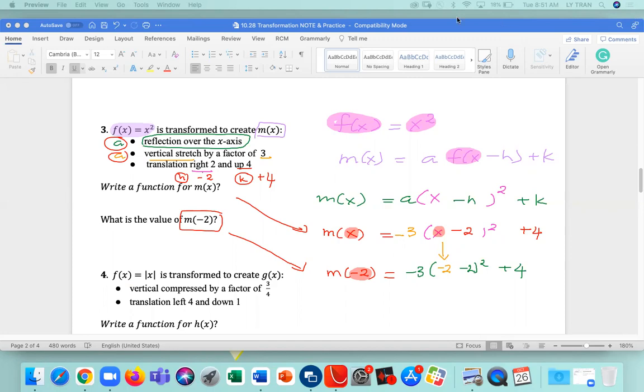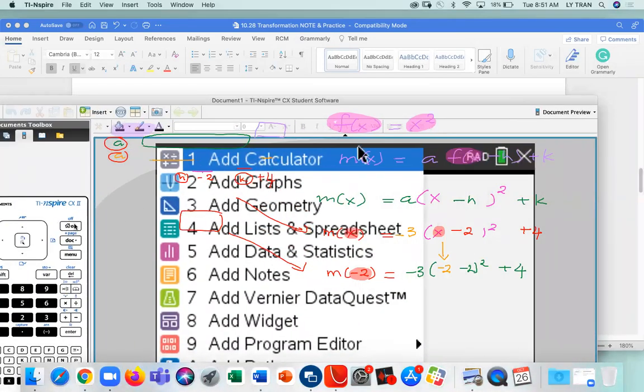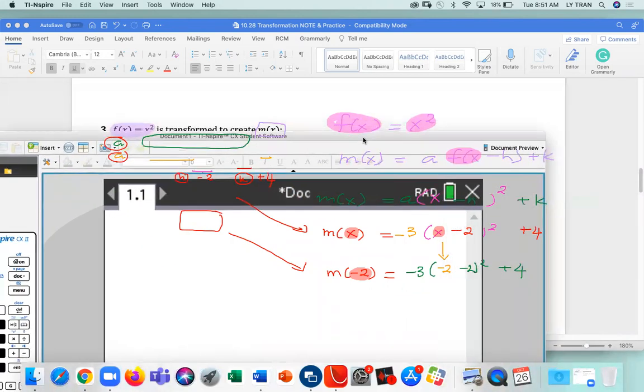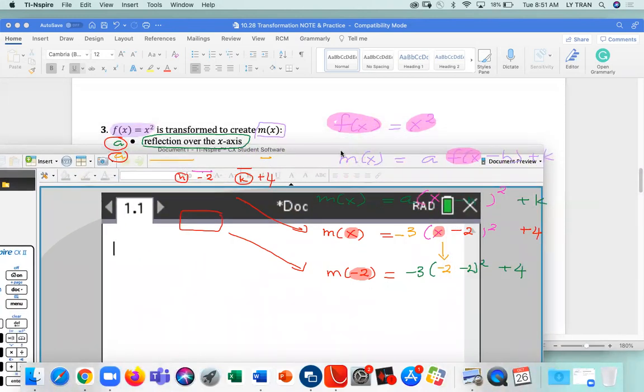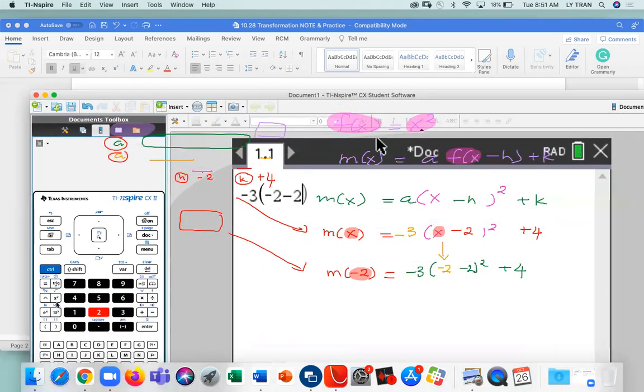And all I'm going to do right now is just go to the calculator and calculate it. So very simple. I don't have to graph at this point. So I'm just going to press home, go to the calculator app, and type it in: -3 parenthesis, -2 minus 2, close it, square, and then +4. Press enter. It gives me the answer of -44.